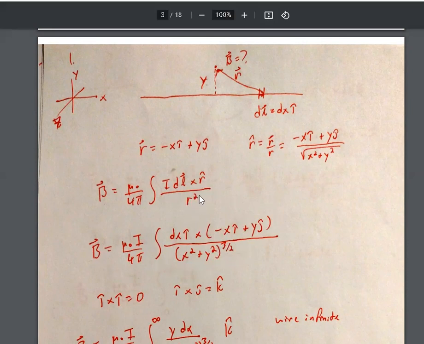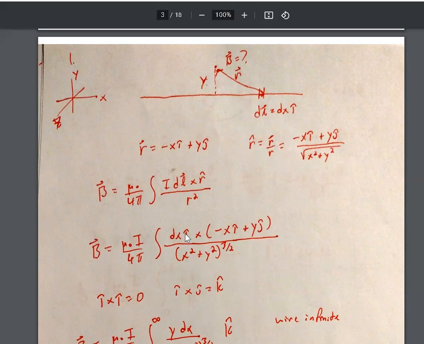So in the equation, this is squared, and little r is just the square root of x squared plus y squared. So this would be x squared plus y squared to the first power, but there's another half that comes from the r hat. So that's how we got this to the 3/2.